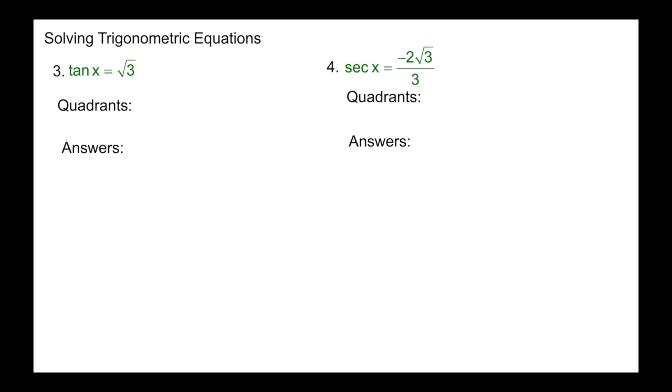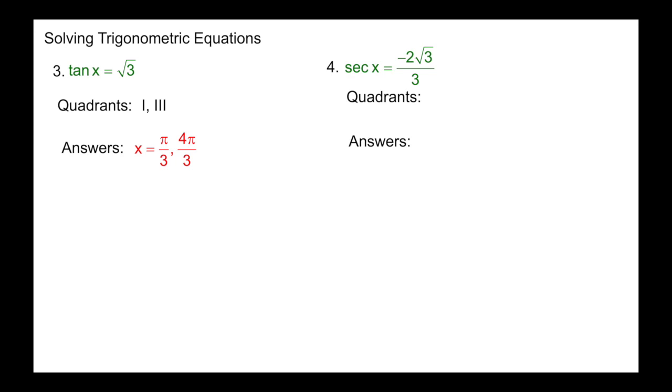Now on number 3, the tangent is root 3. So you want to remember the rules that we talked about previously. If you see that root 3 and it's associated with a tangent, the denominator is going to have to be 3. Next, I want to think, well, where is the tangent going to be positive? And that's in the first and the third quadrants. So in the first quadrant, that'll end up being pi over 3. And in the third quadrant, that's going to be 4 pi over 3. And those would be my answers.